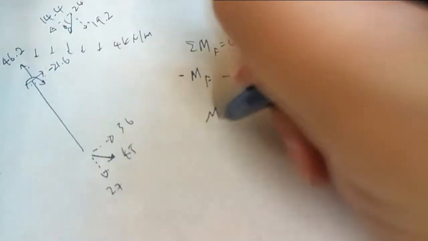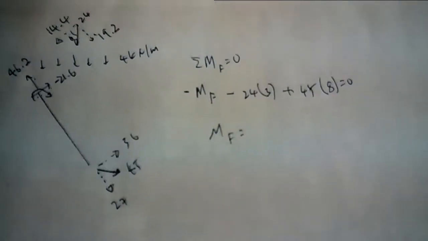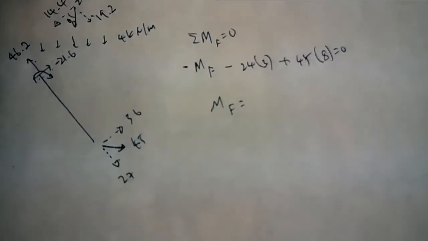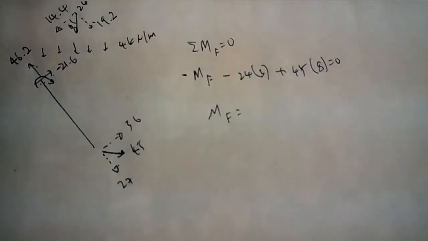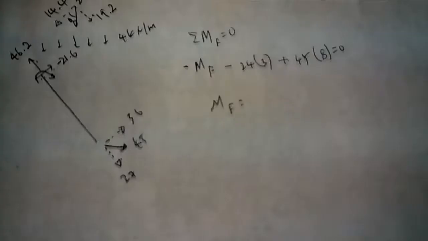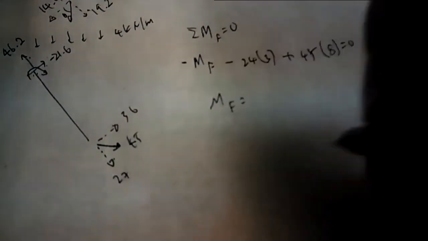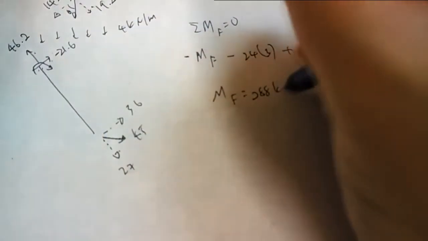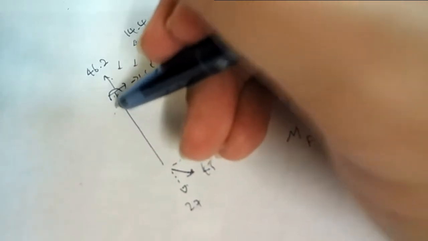So this one is nothing but, let me calculate this first. This is 45 times 8 minus 24 times 3, which is 288 kilonewton meter. That means that the tensile side created by this bending moment is at the bottom, at this side. Okay, so we are ready.